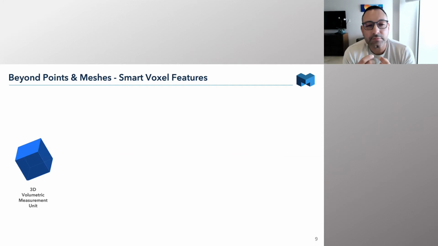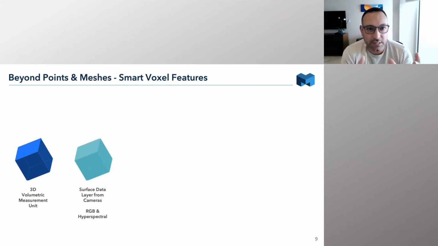Firstly, each voxel is a volumetric measurement unit. So by default, it's very easy to perform calculations directly in the platform, as opposed to transposing them into other data sets. I mentioned the surface data, and you can put different types of surface data on the voxels. That doesn't just have to be camera data in terms of RGB. It can be hyperspectral imagery. It could be radar as well. You can create the map using that.